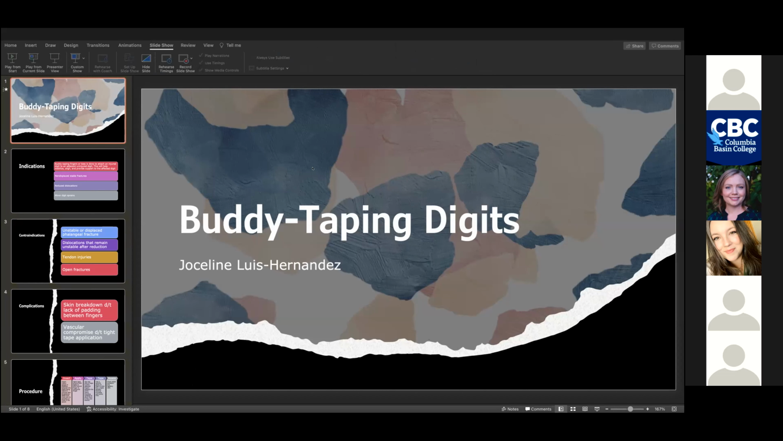All right, so I have buddy taping digits and indications for buddy taping, whether it's either fingers or toes. It's done to attach an injured digit to an adjacent uninjured digit, and this will help stabilize, align, and provide support to that affected finger or toe. It's done for non-displaced stable fractures, reduced dislocations, and minor digit sprains. Some contraindications for the taping would be unstable or displaced phalangeal fractures, dislocations that remain unstable after reduction, any tendon injuries, or open fractures.